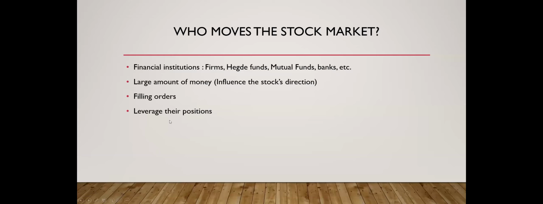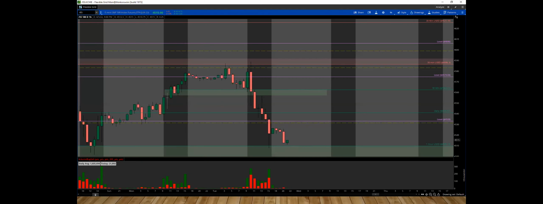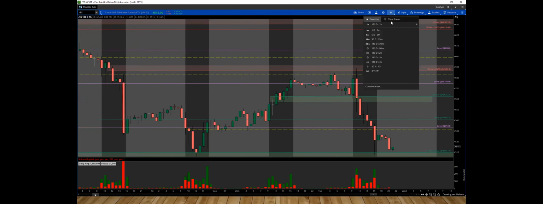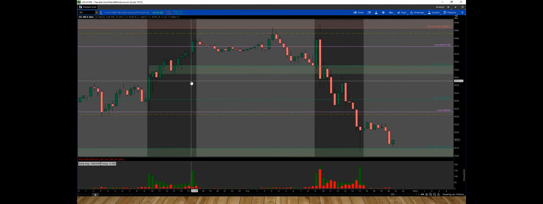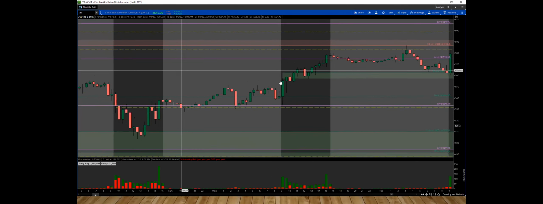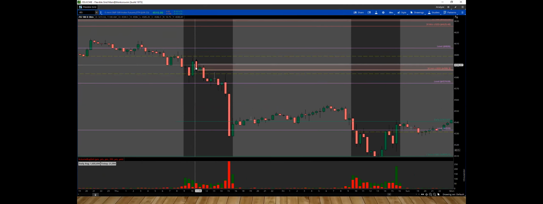And the way that they're creating the zones is that they will leverage their positions. And this is why, if I can show you that zone I had on the 30-minute, this is what I call the drop, base, drop.